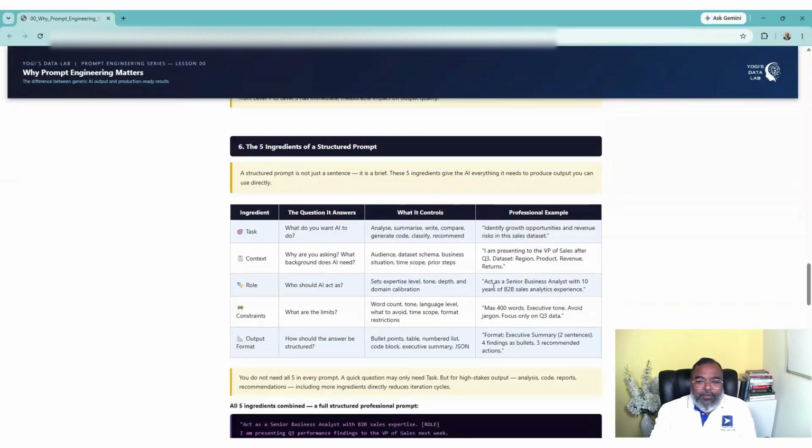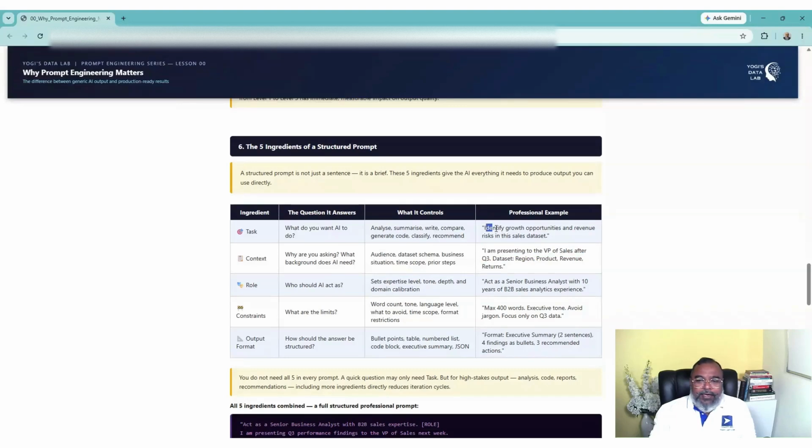This is very important. Say, for example, you can say, act as a senior business analyst with 10 years of B2B sales analytics experience. So it will understand exactly what profile it has to be in. Then you are setting a context: I am presenting to the VP of sales after Q3. The data set that you have is the region, product, revenue, and returns. So it knows what the data is and who your audience is. So you have set the context.